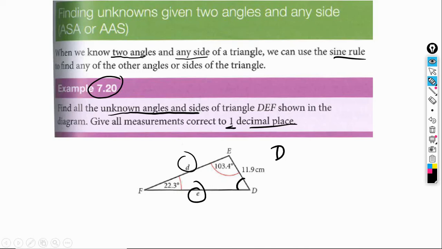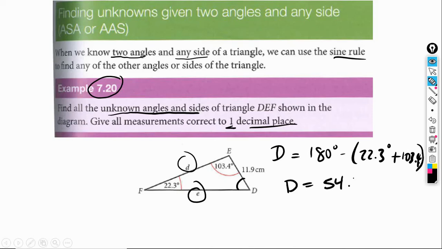So D, because this is a triangle, is going to equal 180 degrees minus the sum of the other two angles, right? 22.3 degrees plus 103.4 degrees. And then, once we put this in the calculator, it's going to give us that D is equal to 54.3 degrees. So we have that D is 54.3 degrees. Let's write that down here.